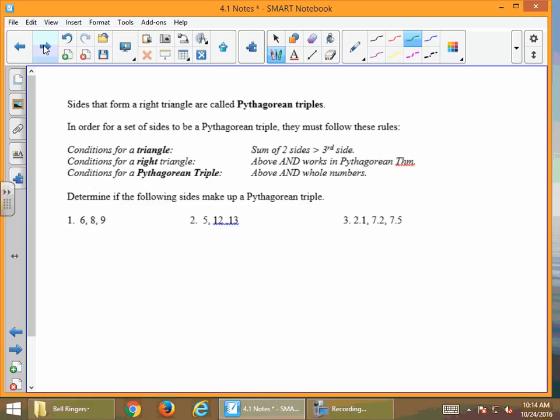In order to have a Pythagorean triple, they have to follow these rules. First, it has to be a triangle. That means the two smaller sides added together must be bigger than the third side. The next thing for a right triangle, it has to work with the Pythagorean theorem. Both sides have to balance out. So A squared plus B squared equals C squared, they have to be the same. And the last one, very important here, they have to be whole numbers. You've got to have all three of these in order to be a Pythagorean triple. Again, this is a time saver, because if you recognize this, I don't have to do any work. I can just put down my answer right now because I know it's always going to be true.